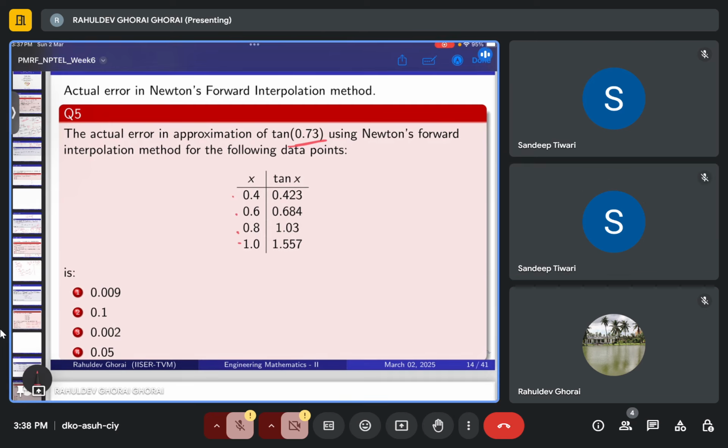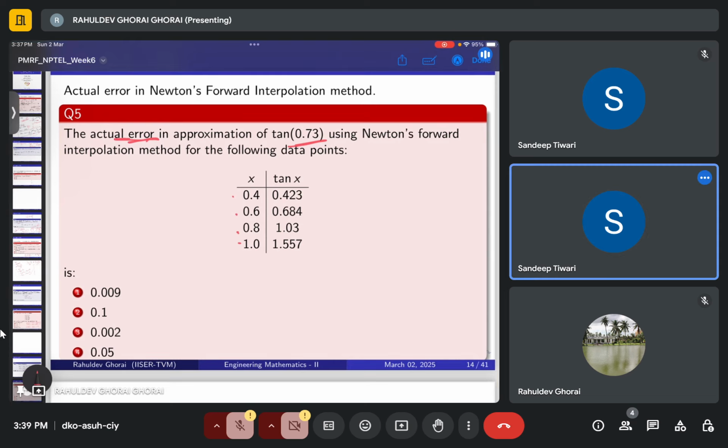Knowing a few points, you can know about the other points also. So using some approximation, of course, you have to use. But here it is asking for the actual approximation error in the approximation of tan 0.73 using Newton's forward interpolation method. Yes sir. How to do that?